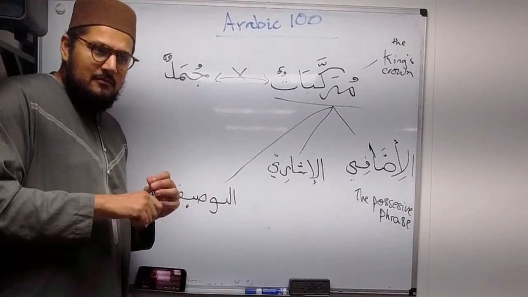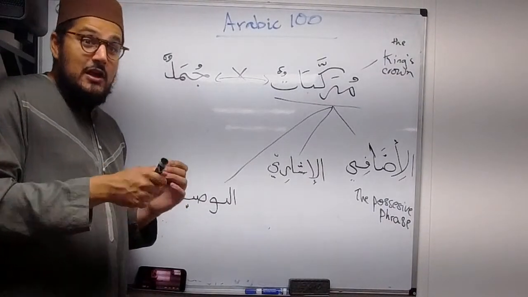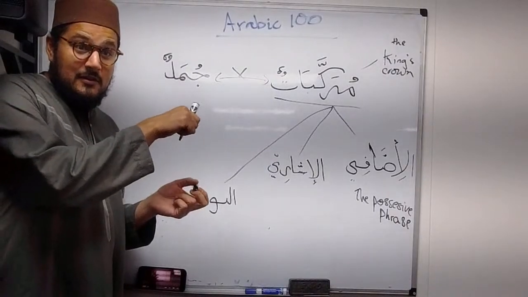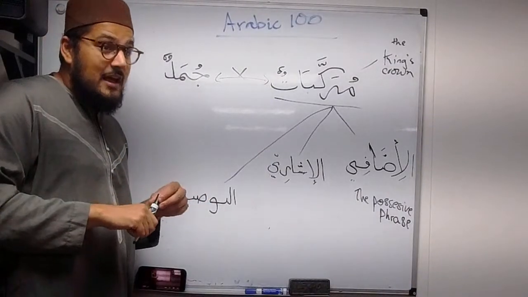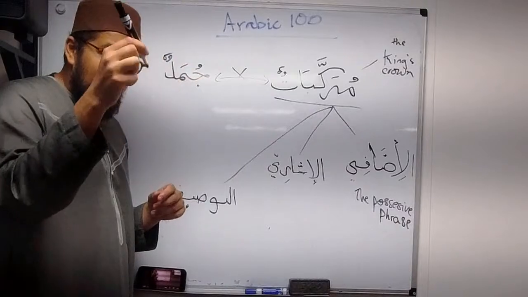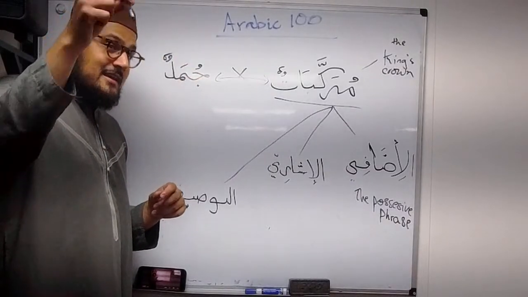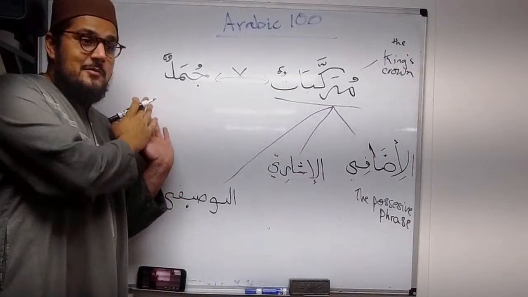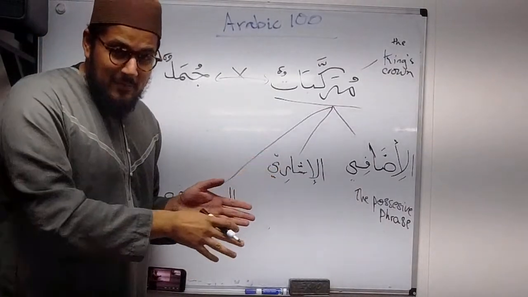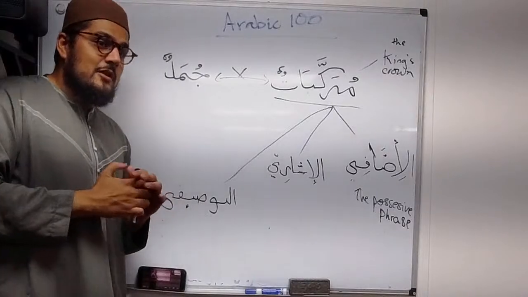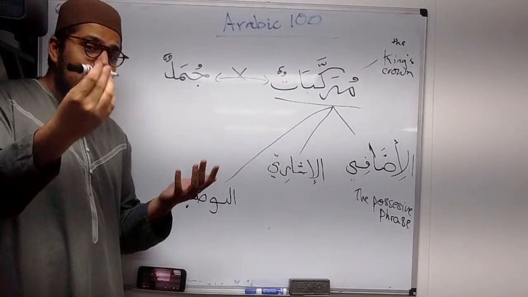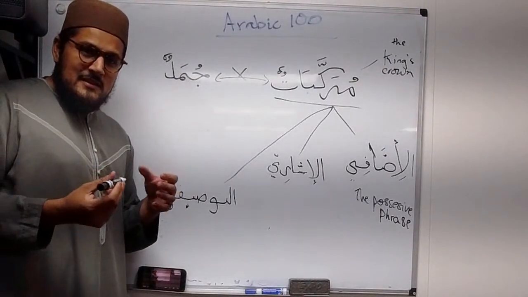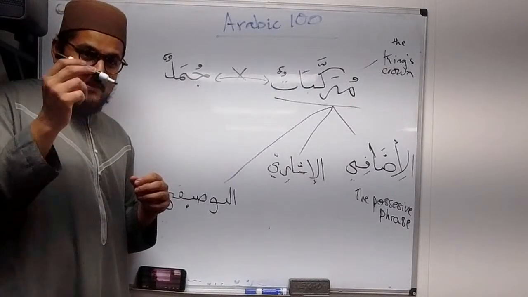That would not be a murakkab. That's a sentence. If I said هذا قلم, I'm telling you this is a pen. Is that a sentence or a phrase? That's a sentence. So we're not talking about sentences, we're talking about phrases. So if I said هذا القلم, what does that mean? This pen.